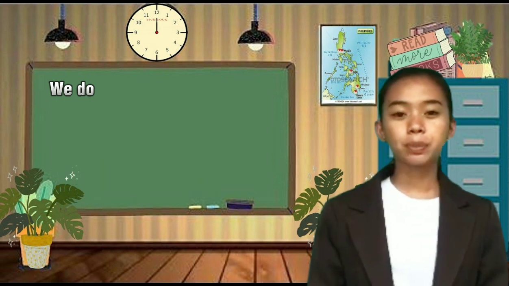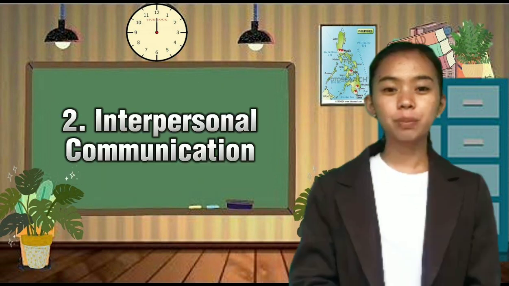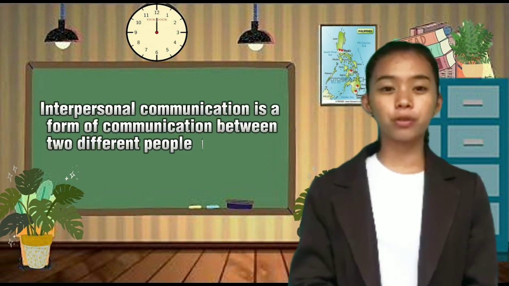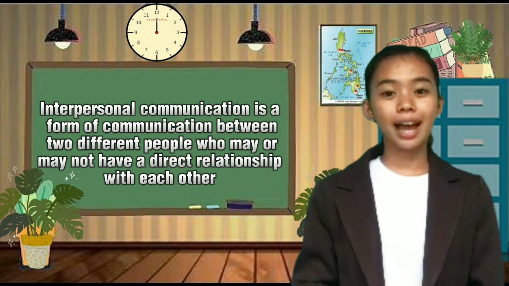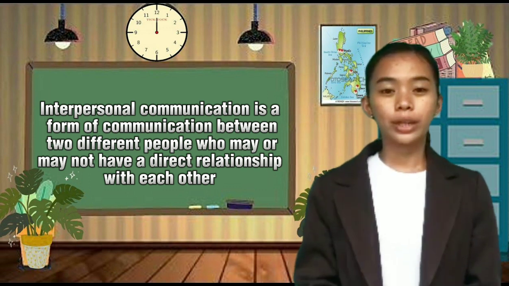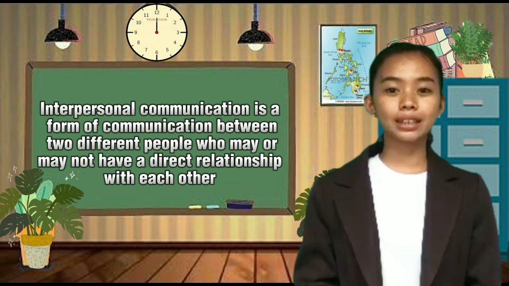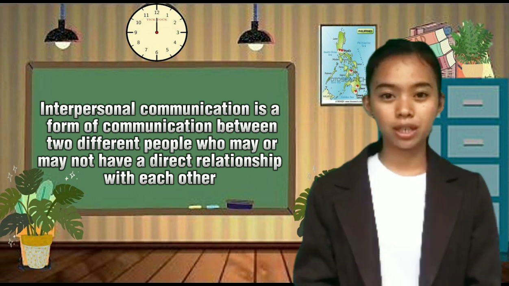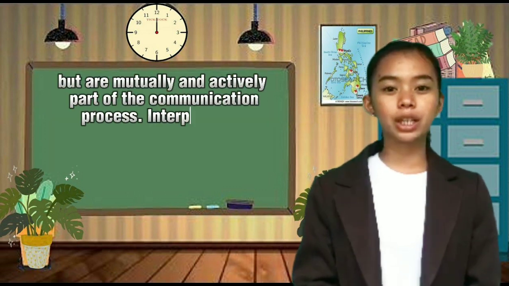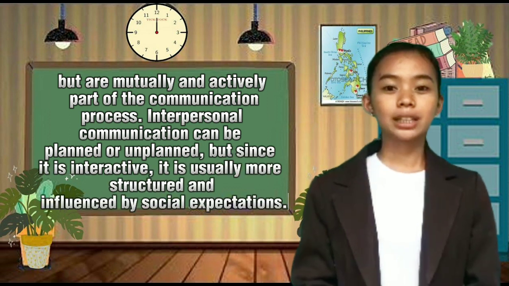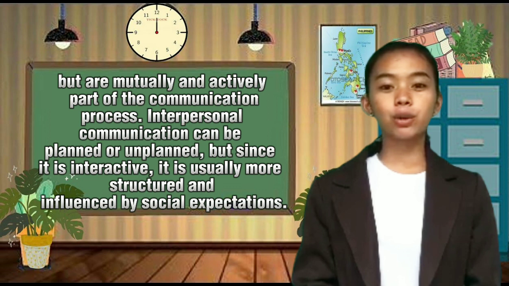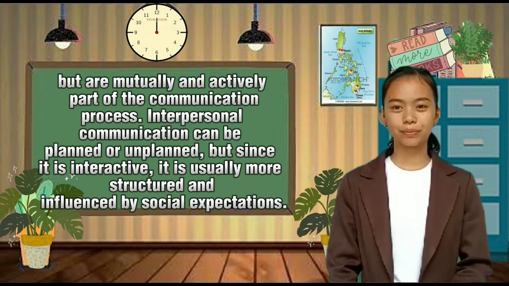Number 2. Interpersonal communication. Interpersonal communication is a form of communication between two different people, who may or may not have a direct relationship with each other but are mutually and actively part of the communication process. Interpersonal communication can be planned or unplanned, but since it is interactive, it is usually more structured and influenced by social expectations.